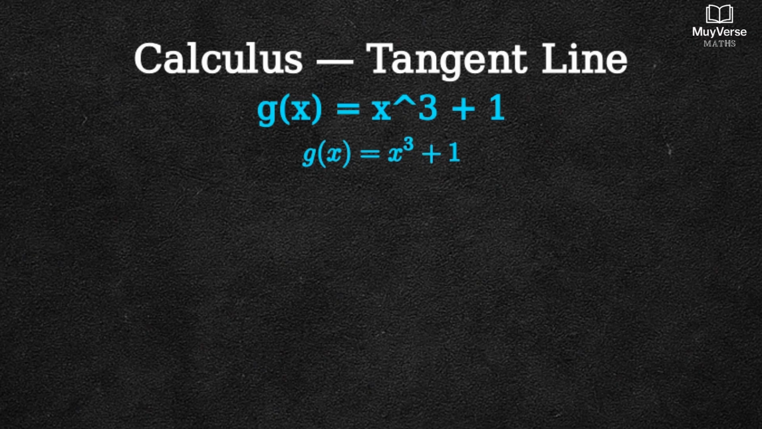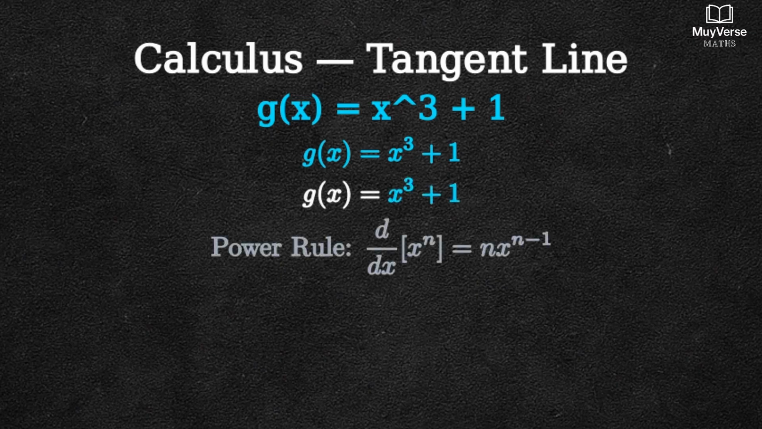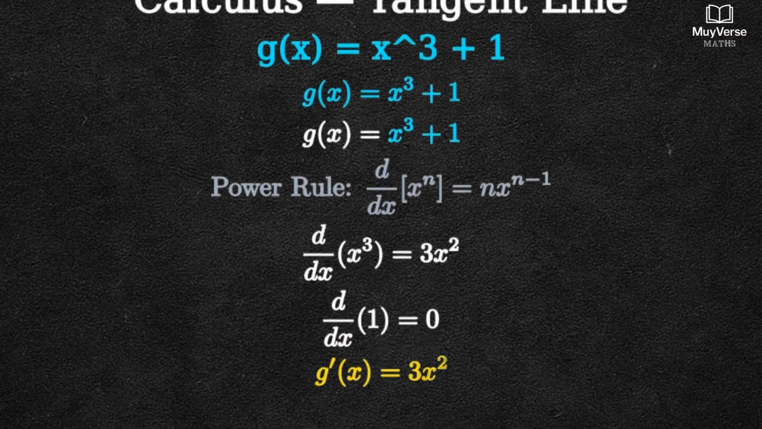Step 1. Find the derivative g prime of x. The derivative gives the slope of the tangent at any x. We use the power rule. The derivative of x to the n is n times x to the n minus 1. Let's apply the rule to x cubed, and also remember, the derivative of a constant is 0. So g prime of x equals 3x squared.